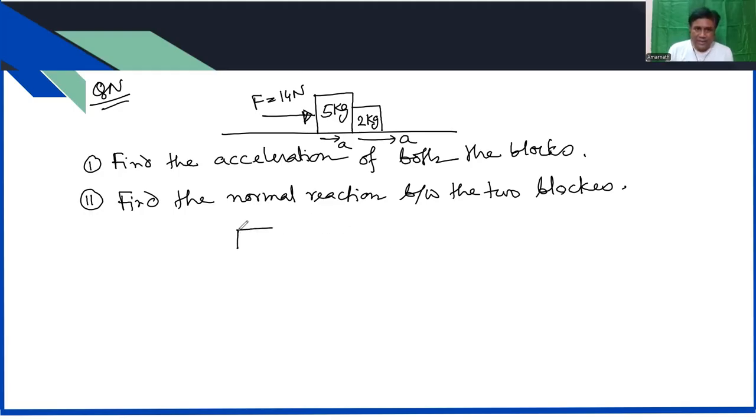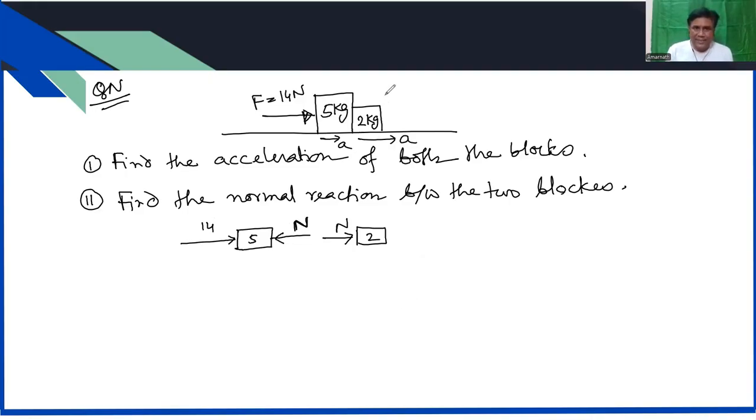If I draw the free body diagram, you see, this is 5 kg. So here it will be the force 14 and here it will be the normal reaction given by the 2 kg on the 5 kg. Because remember, normal reaction is always a pushing force. It is not pulling, it is always pushing. Similarly, for the 2 kg, this will be the normal reaction. Remember, this normal reaction and this normal reaction are the same in value, but opposite in direction, okay?